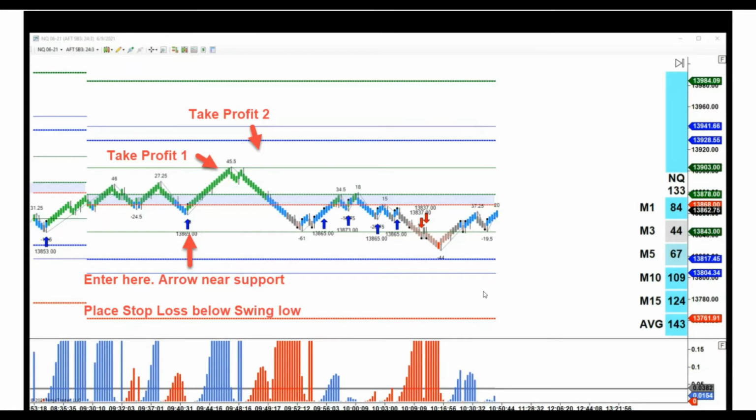The second tactic that I use, which I often use more frequently, involves entering a trade when the arrow begins to flash near a support or a resistance level. And like tactic one, I'll enter my take profit at major resistances, and I'll also enter in my stop loss below the swing low or the swing high if it's a short.